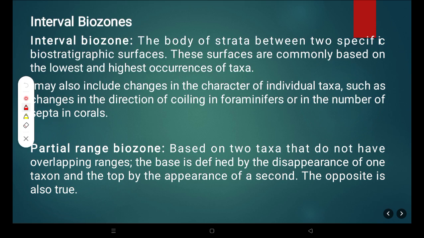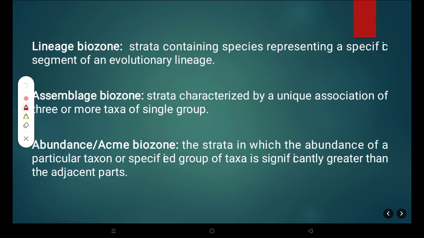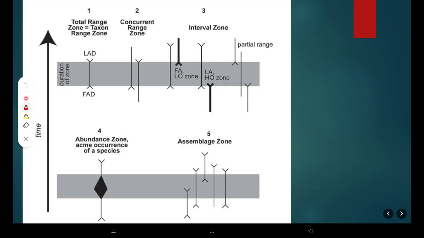Then the interval biozone. Interval: the body of strata between two specific biostratigraphic surfaces. These surfaces are commonly based on the lowest and highest occurrence of the taxa, and there will be no overlapping. We can best explain it in a figure. As I have already told, this is a concurrent range zone where this part is overlapping. Suppose this is fossil A, this is fossil B, this is the range of fossil A, this is the range of fossil B. So we can say it is the A-B concurrent biozone.